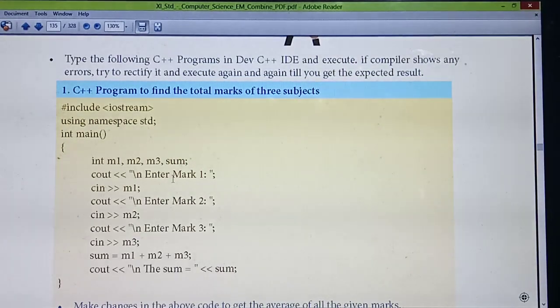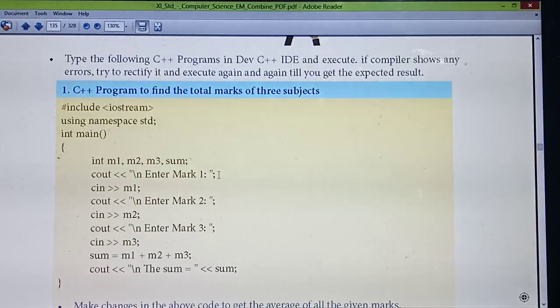Listen. Next, the output screen. First you are going to enter the first mark, so some statements need to come to the output screen. You should give them under cout. cout is for the output screen, isn't it? What's the format for writing cout? cout, then the less-than symbol twice. Then everything is declared inside double quotes. In cout, you should mention everything inside double quotes, isn't it? So here: enter mark 1.